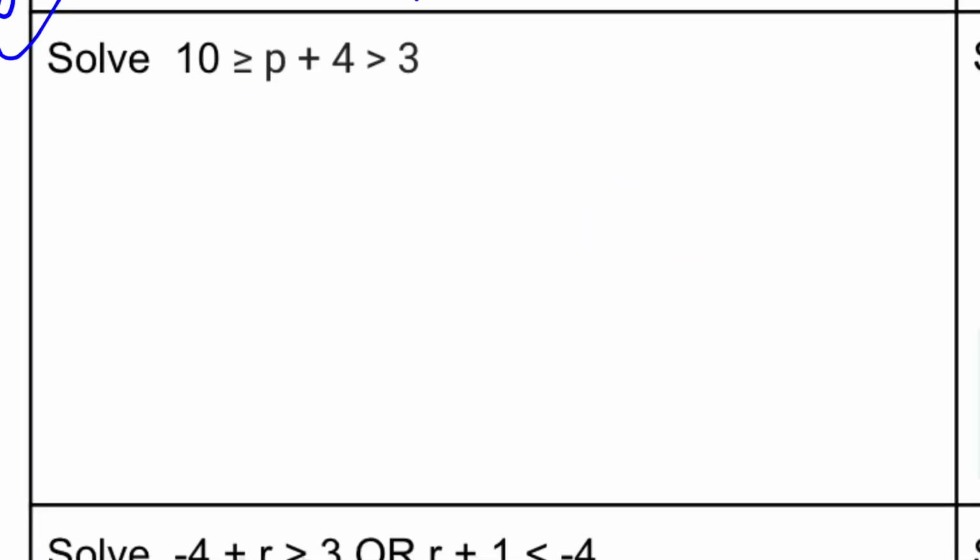This is a compound inequality. If I subtract 4 from the middle, I also subtract 4 from the right and from the left, all three sides of this compound inequality. I'm left with 6 is greater than or equal to p is greater than -1.